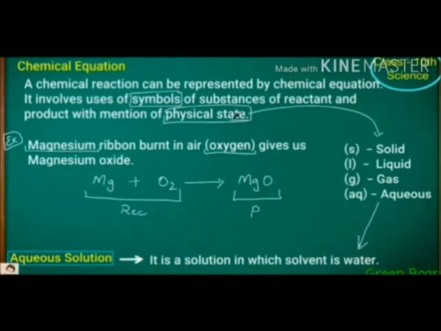You can take the example: magnesium ribbon, when burned in oxygen, becomes magnesium oxide. Magnesium and oxygen are both called reactants, and magnesium oxide is called the product. You can see we are using symbols, like magnesium plus oxygen. We are not writing the whole words, we are writing in a simple short form. This is how we represent a chemical equation.